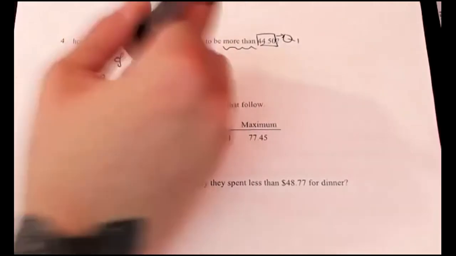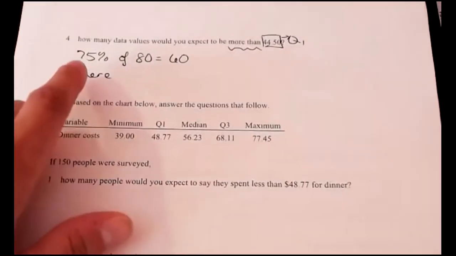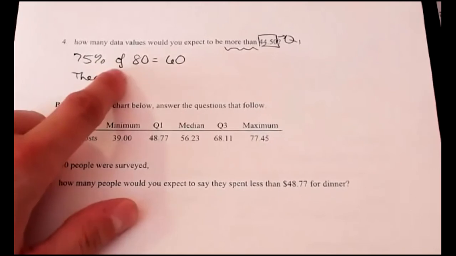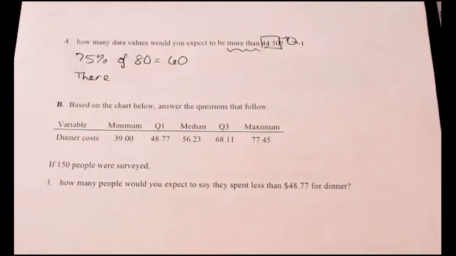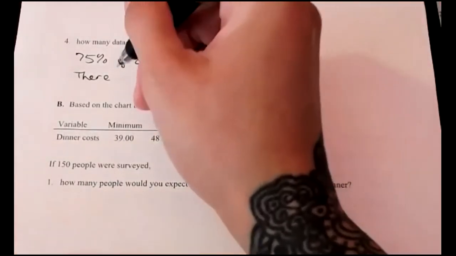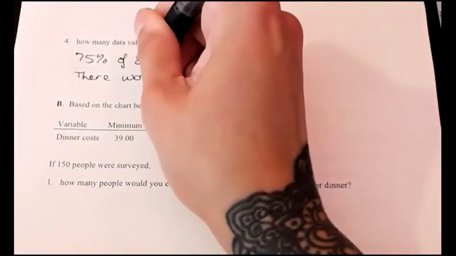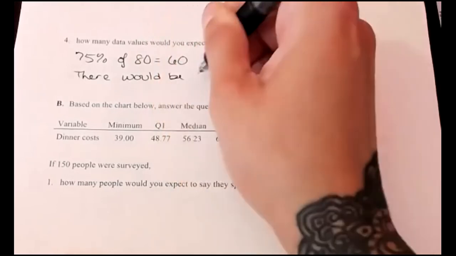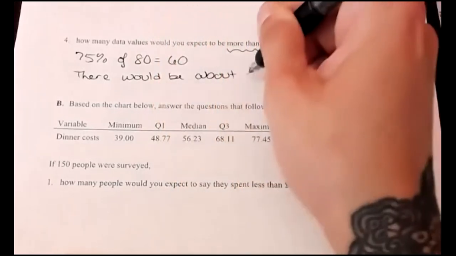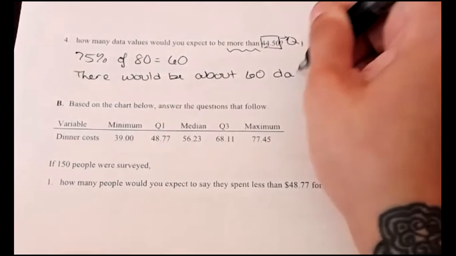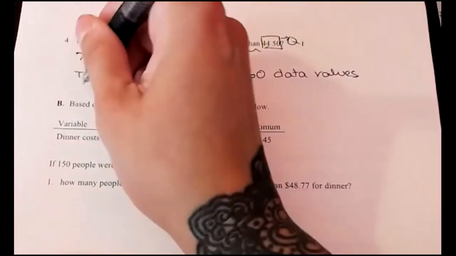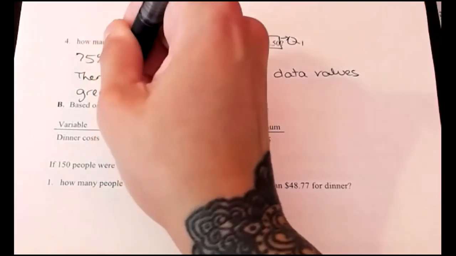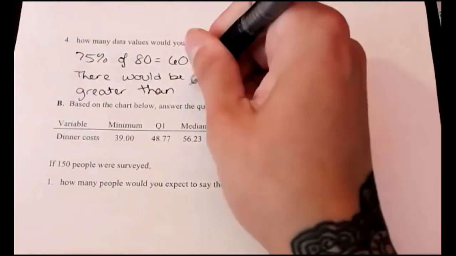How do you get 60? Oh, take 0.75 and then multiply it by 80. Turn that into a decimal. So there would be about 60 data values greater than 44.5 texts.